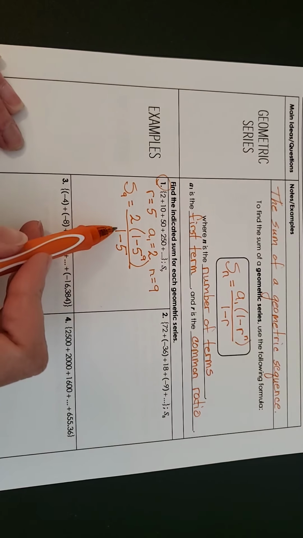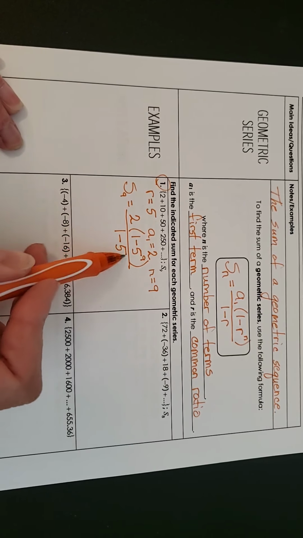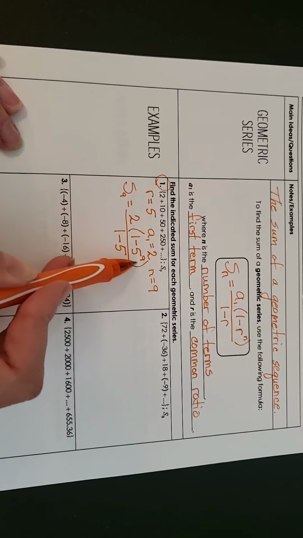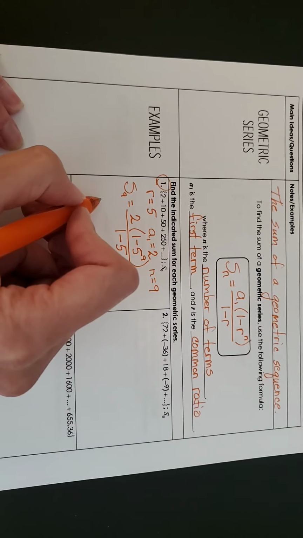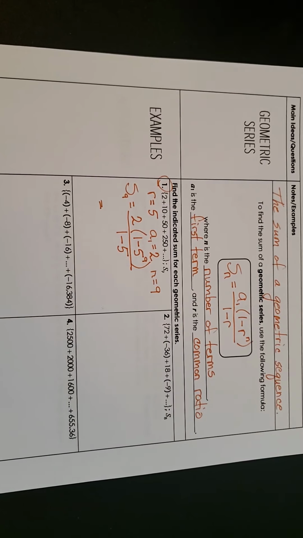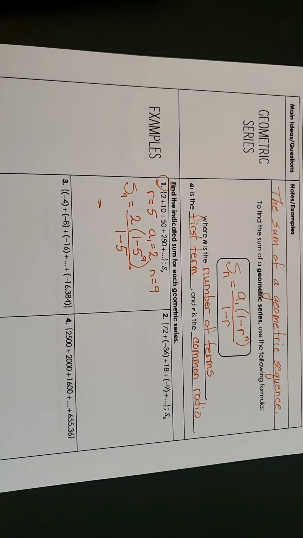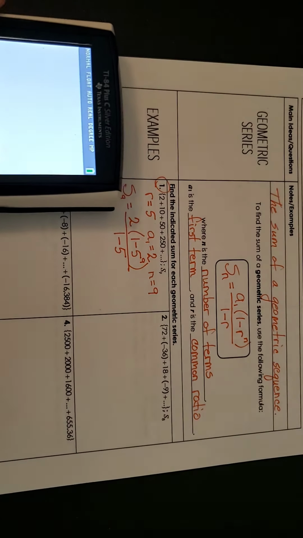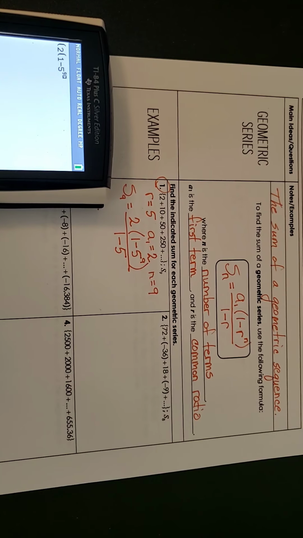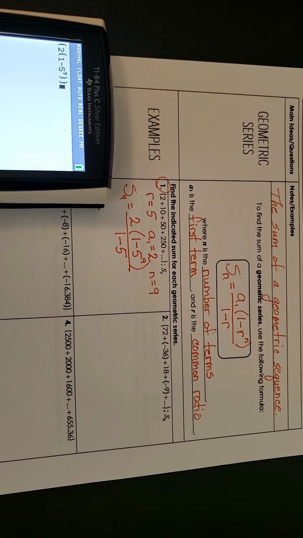Now you might look at this and go, ooh, that denominator is going to be negative. How can that be a negative sum? But notice also up here, this also will be negative. So those negatives will cancel out. And I would put that whole thing in your calculator. Do make sure you put that numerator in parentheses. 2 times 1 minus 5 raised to the 9th. There's the numerator divided by 1 minus 5.